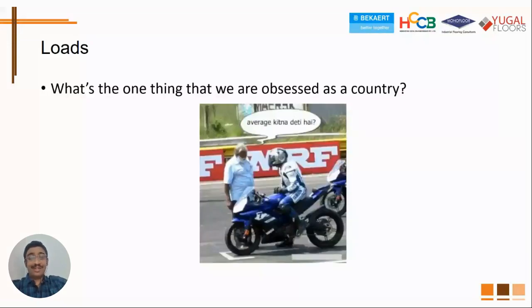Okay, this is the joke, but of course, average kitna deti hai? You may have a super bike, and then people want to ask, ki mileage kitna hai? How much is the mileage? You may have a fantastic, most costliest vehicle, but people want to know how much is the efficiency, fuel efficiency.